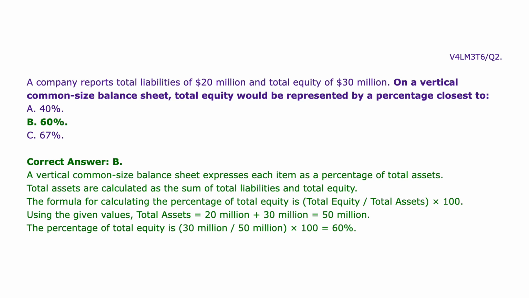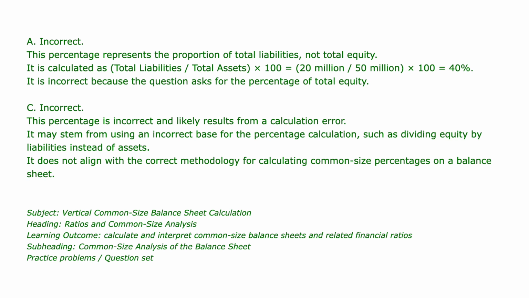A vertical common-size balance sheet expresses each item as a percentage of total assets. Total assets equals 50 million. Equity percentage equals 60%. A. 40% represents liabilities, not equity. C. 67% is a miscalculation, likely from dividing equity by liabilities instead of total assets.